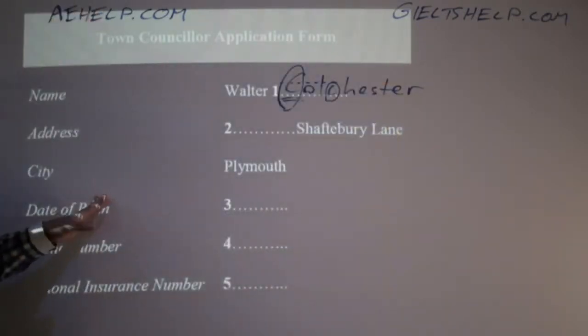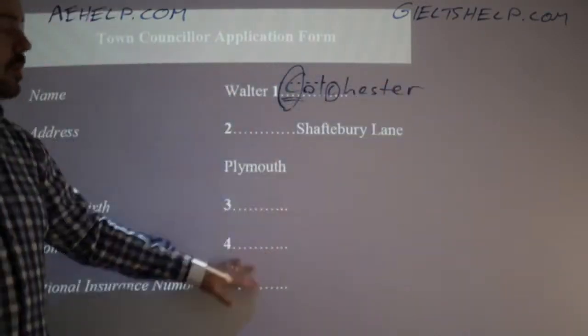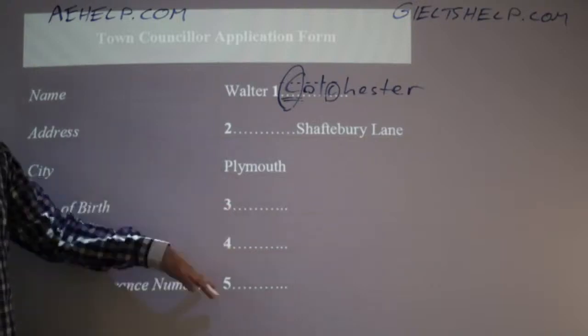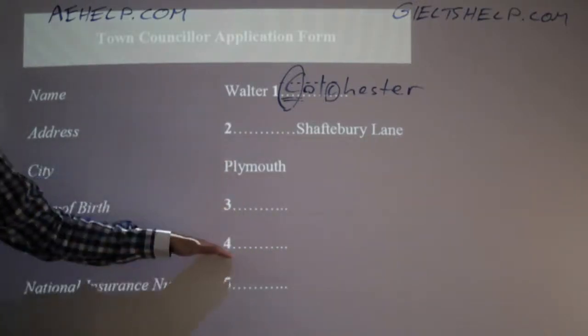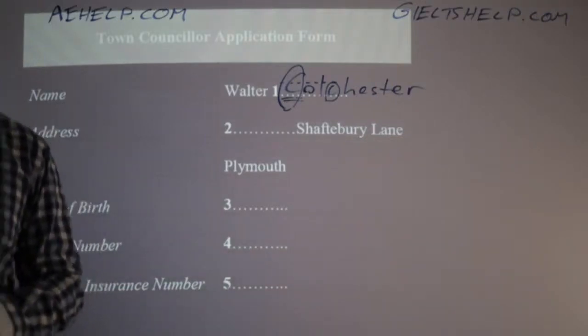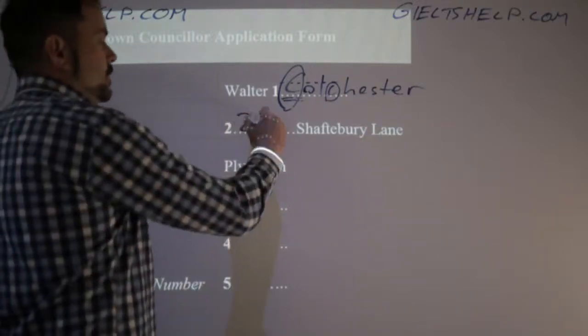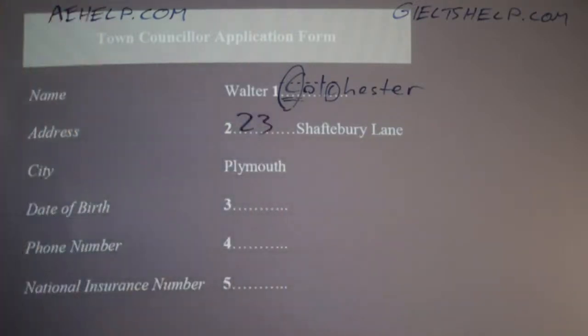So in the IELTS, when you have a question form like this, you have to review all of this and the answers might not come in the exact order that you see. Okay, they will all be in the form here. So the answer here is 23. Very good, Sammy. Very good, Pavan. Yeah, so it's simply 23 Shaftbury Lane.